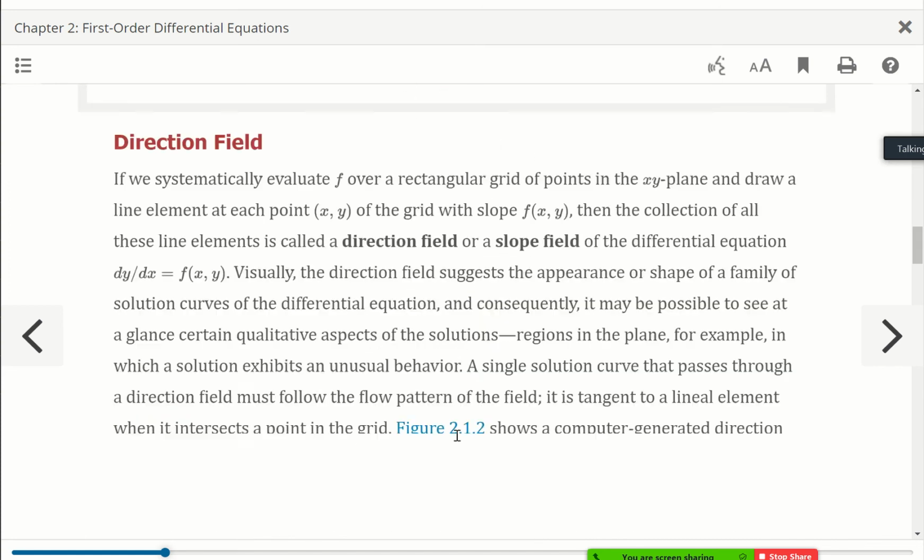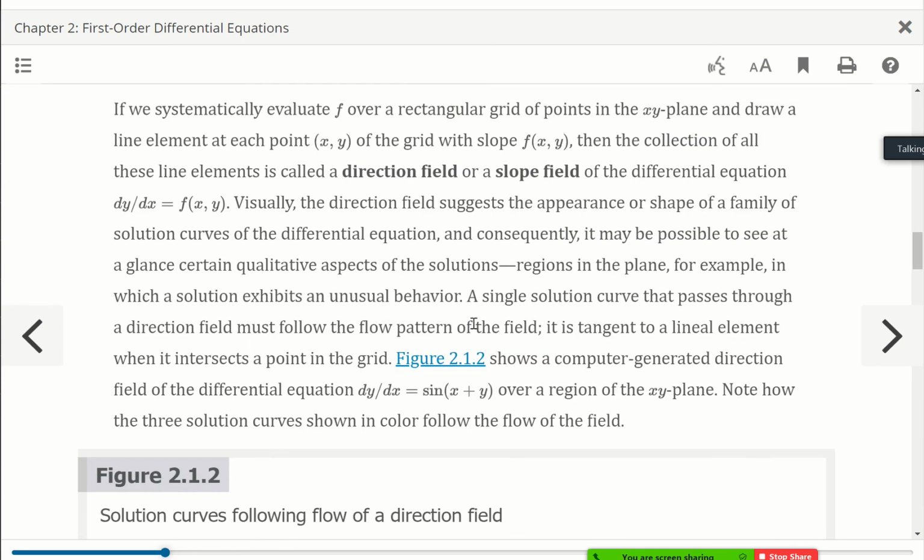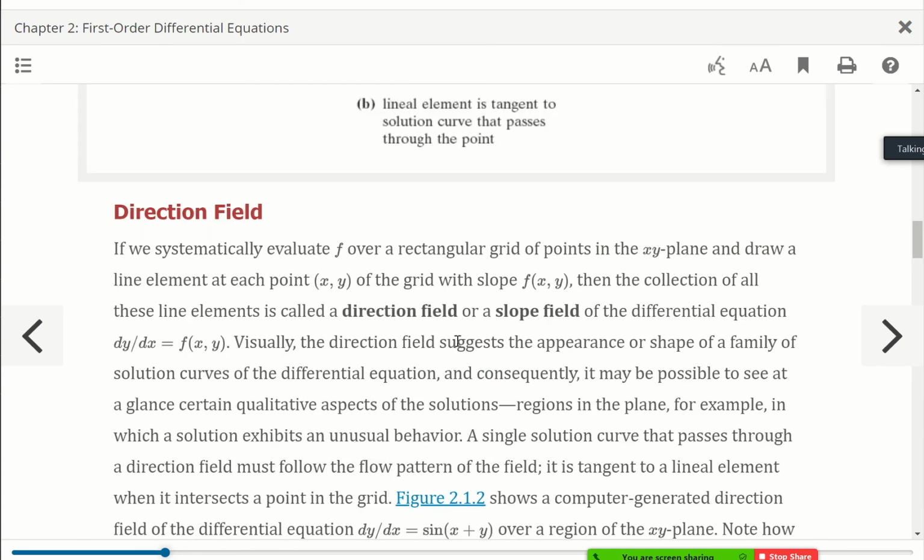We can continue, within that rectangle, to create a lot more of these lineal elements, and that will tell us the direction and some of the behaviors of the solution curve y equals f of x. The collection of all of these lineal elements is what we're going to call a direction field or a slope field for the differential equation dy/dx equals f of x, y.